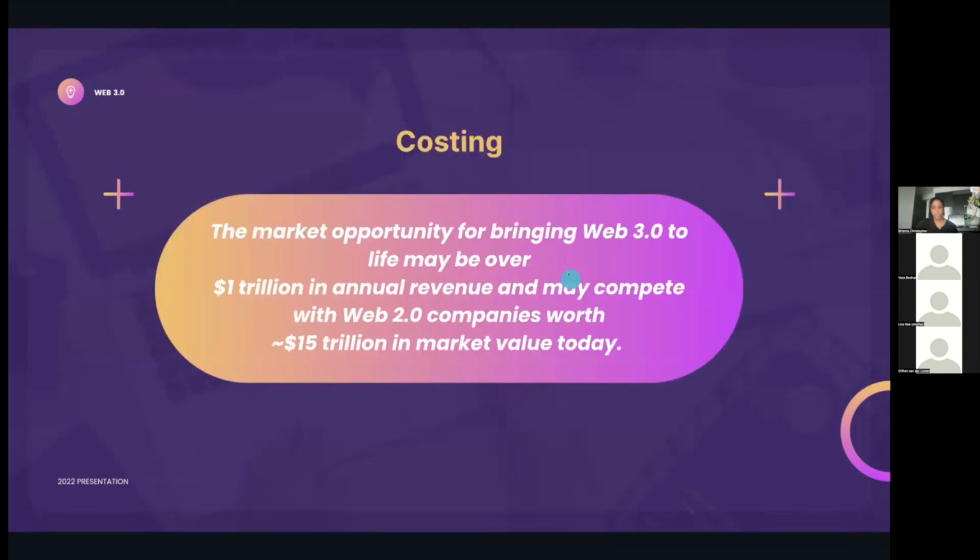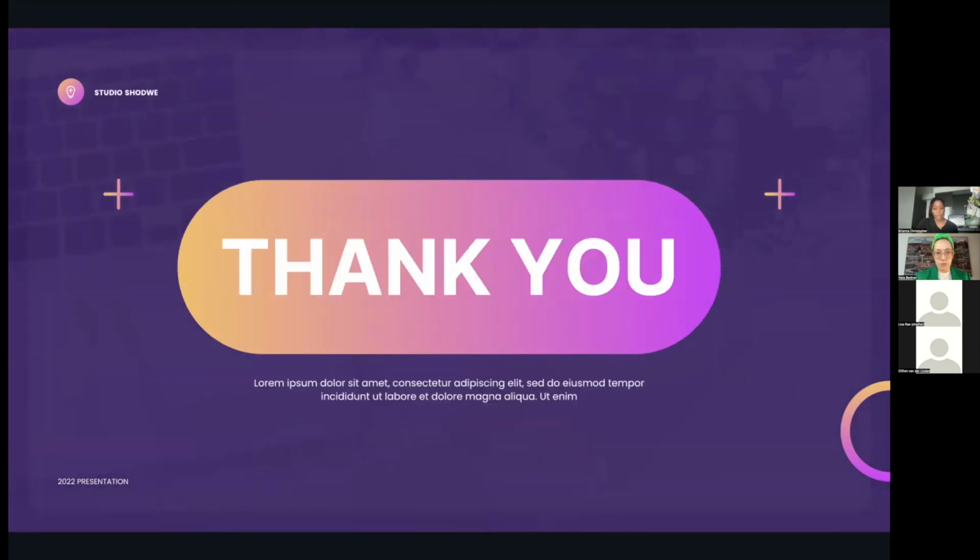As for costing, the market opportunity for bringing Web 3.0 to life may cost over $1 trillion. And shifts in the legal infrastructure might alter the development of Web 3.0 years ahead. In the coming years, it is important to pay keen attention to the decisions of key stakeholders such as regulators, judges, and political parties. Thank you.